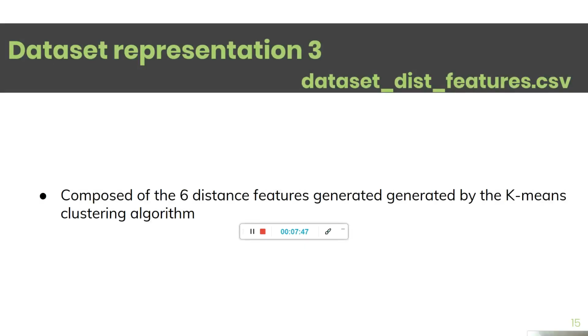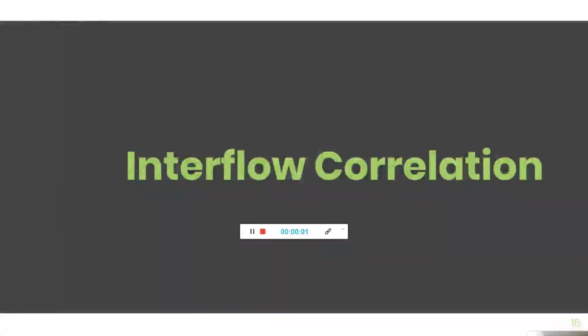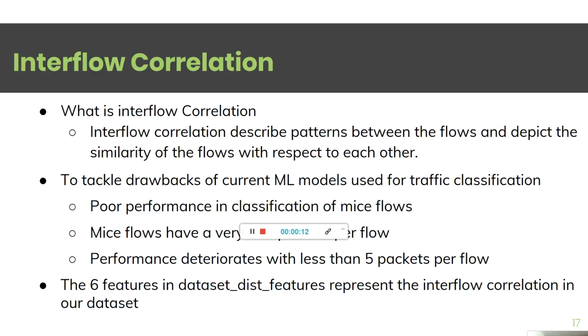A third representation, we just included the 6 distance features. So for interflow correlation, let's explain it further. Interflow correlation describes the similarities between the data samples in a data set, and in this case each sample corresponds to a certain flow. So the interflow correlation would show the similarities between the flows of different classes and the flows among the same class.